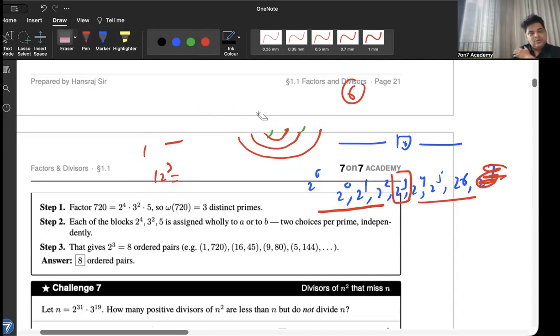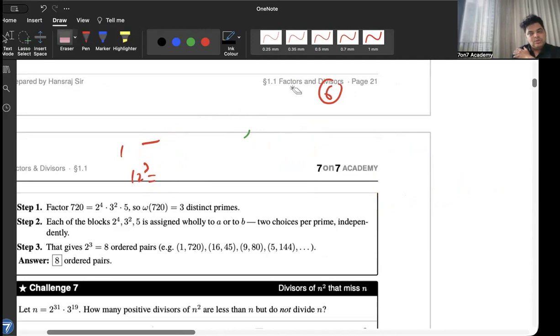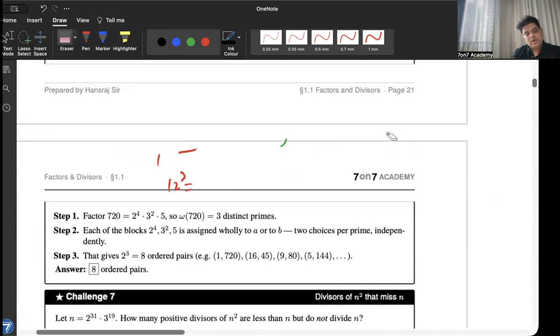Understand? So if I want to apply the same rule, the question says, how many positive divisors of n square are less than n. Okay, let's just see this, let's do this. So now tell me, first, how many divisors will n square have, son? Tell me. How many divisors will n square have?